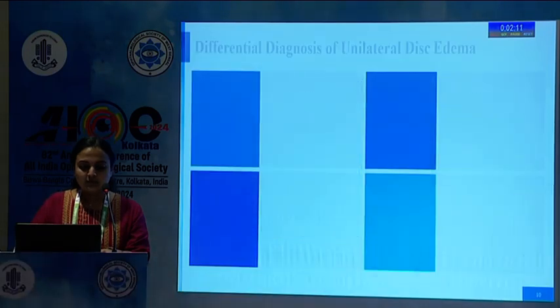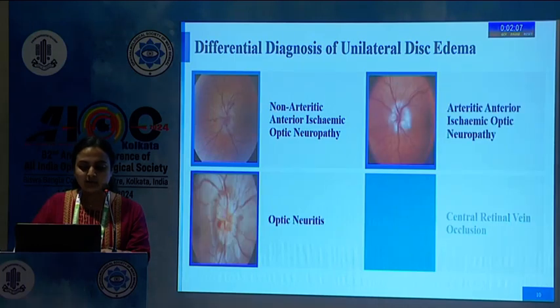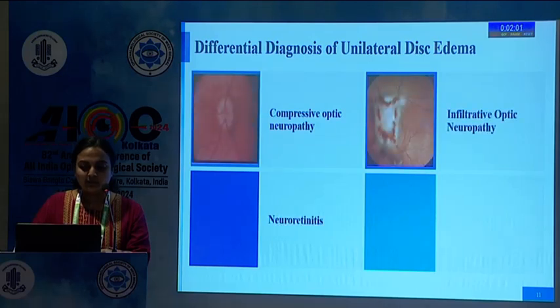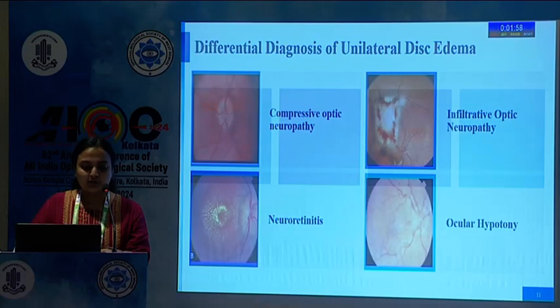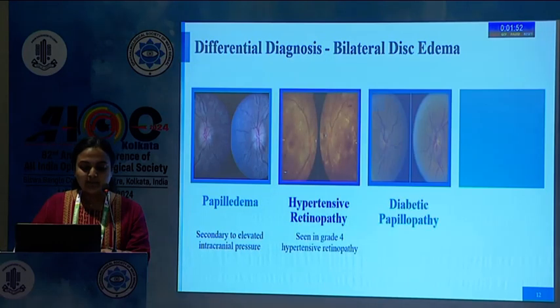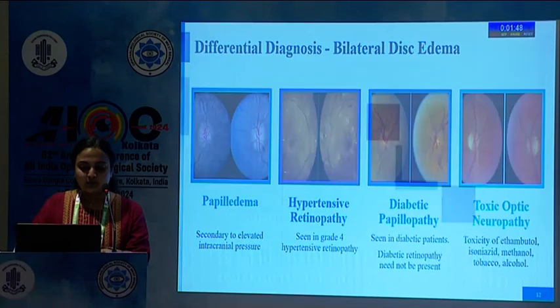So some causes of unilateral disc edema will include non-arteritic AION, arteritic AION, optic neuritis, CRVO. Rare causes will include compressive optic neuropathy secondary to a tumor, infiltrative optic neuropathy in leukemias, neuroretinitis, and ocular hypotony post-trauma. So bilateral disc edema causes will include, most important, papilledema, hypertensive retinopathy, diabetic papillopathy where a DR may not coexist, and toxic optic neuropathy.